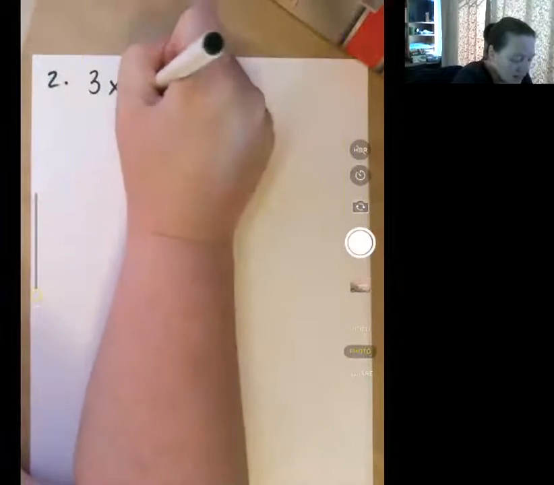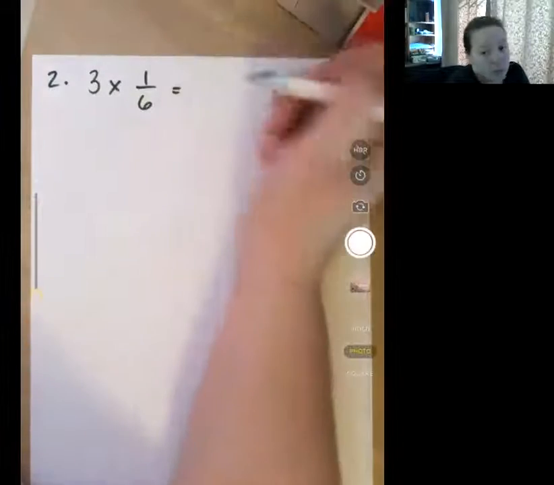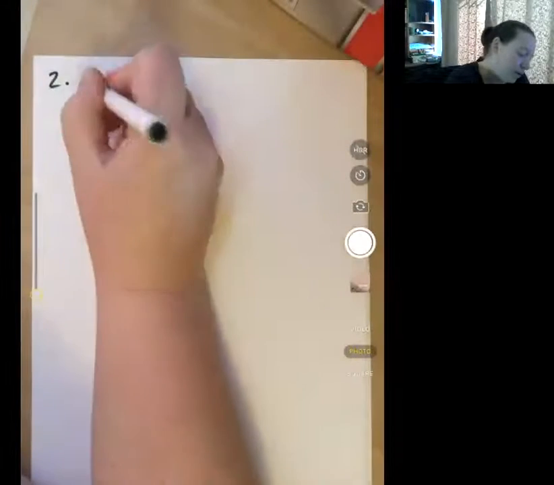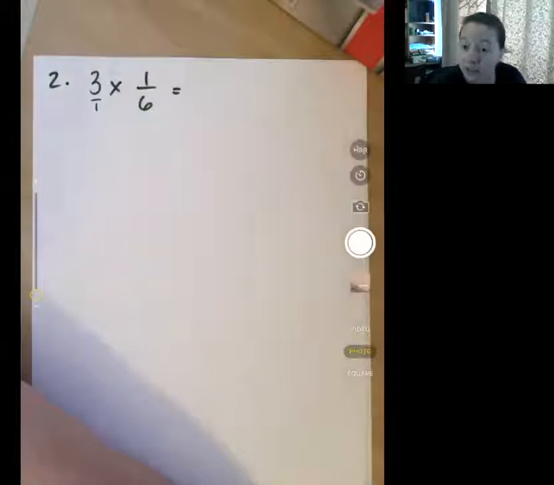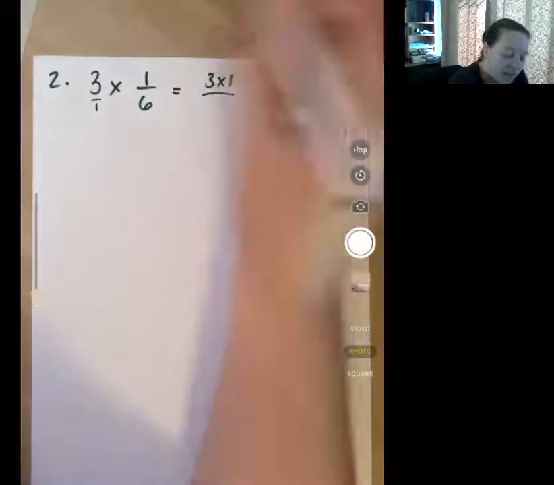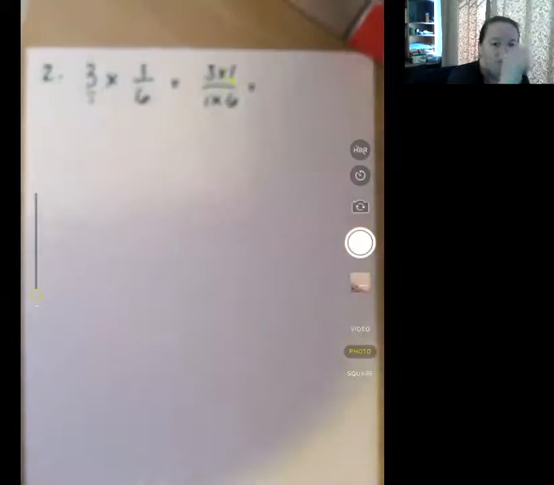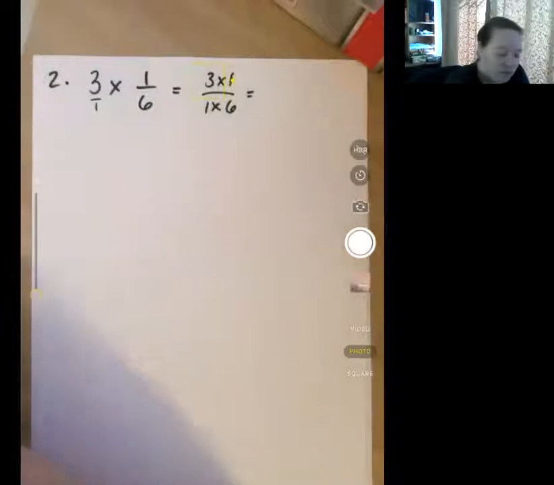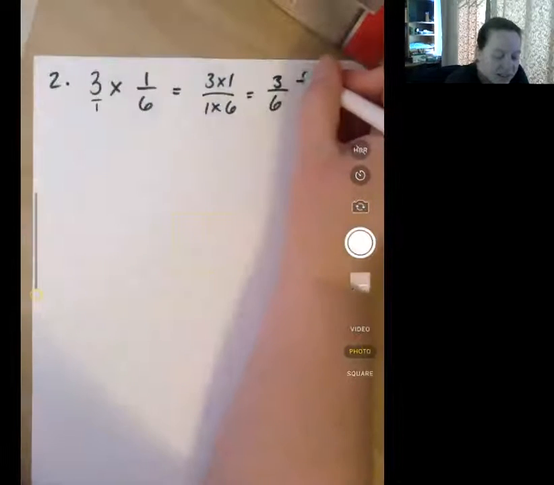And number 2 is 3 times 1/6. So we can rewrite that as going across, because we always write it going across. I can put a little 1 underneath that 3, because all whole numbers have a 1 underneath it. Remember the invisible 1? So I end up with 3 times 1 on top and 1 times 6 on the bottom. There we go. 3 times 1 is 3. 1 times 6 is 6. And then I need to simplify it.